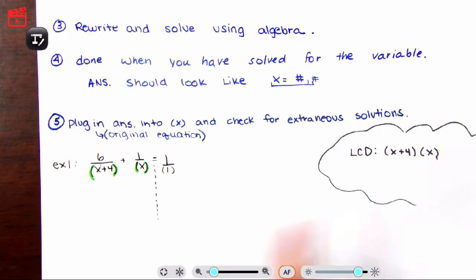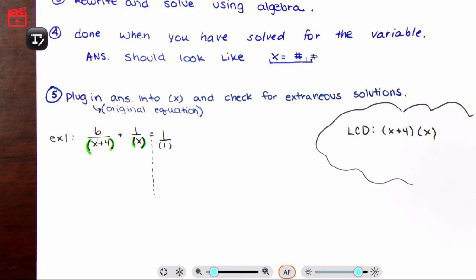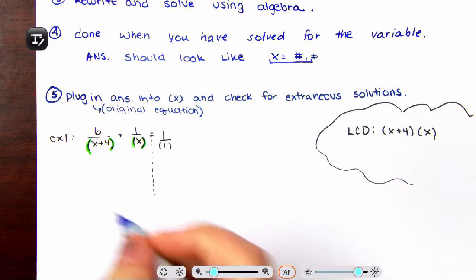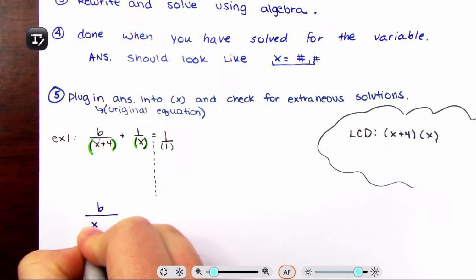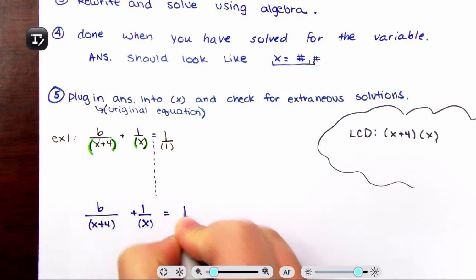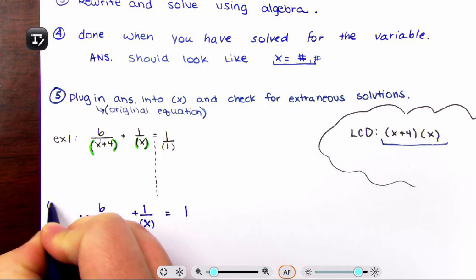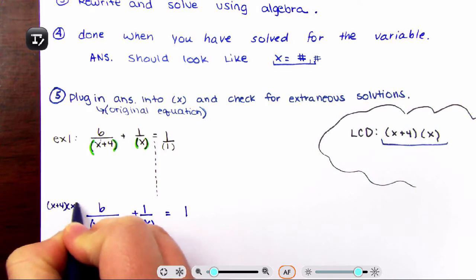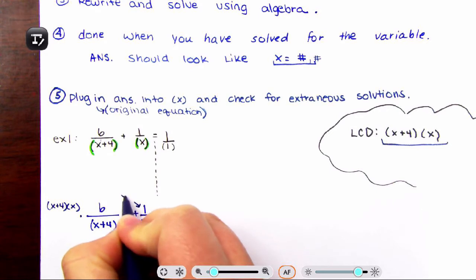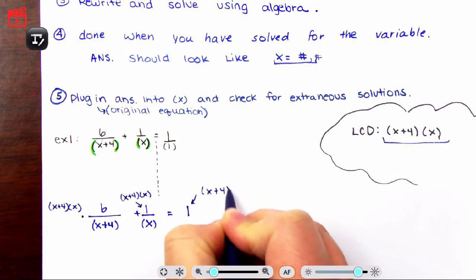So now that we have determined our LCD, we're going to go to step number 2, which is multiply each term by the LCD. This will get rid of your fractions. What that will look like is you're taking your 6 over x plus 4 bubble plus 1 over x is equal to 1, and you're multiplying that by your LCD. So I'm going to multiply every single term by x plus 4 times x, on this one, this one, and this one.